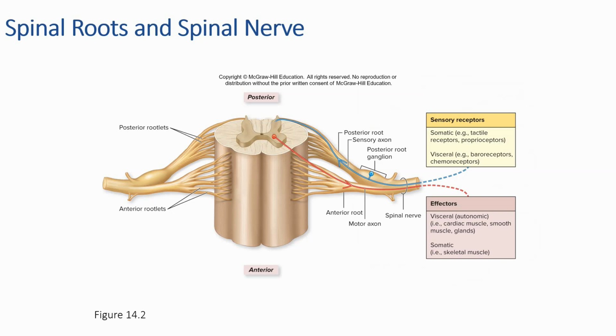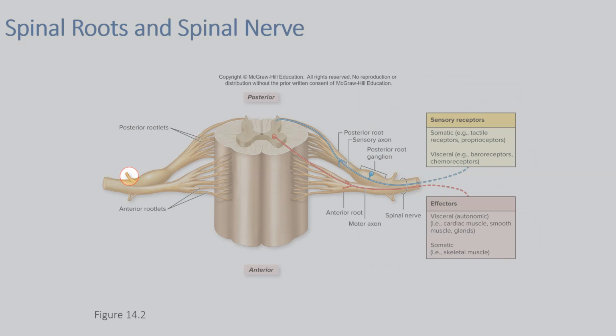Now you notice that we have these little rootlets on both the anterior and dorsal part of the spinal cord. These rootlets are going to merge together to form roots. So these roots are going to merge together to form trunks, and then the trunks are going to branch. Branch in Latin is rami. We have a posterior ramus and an anterior ramus.